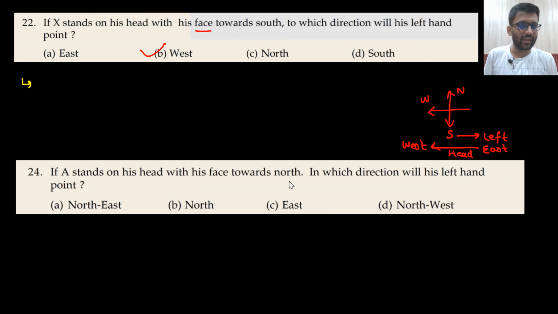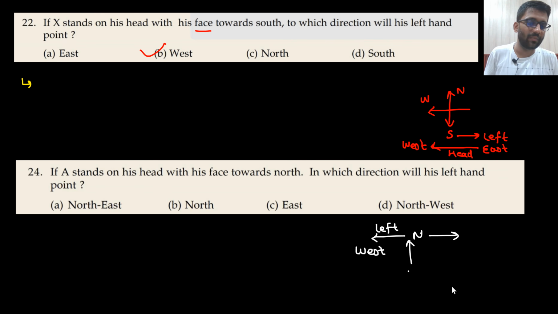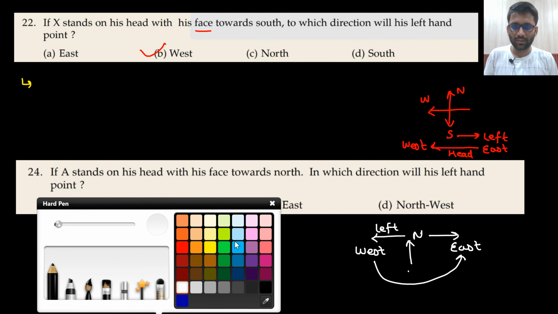So I am standing on my head with my face towards north. If I was standing with my legs, then where will my left hand point? My left hand would point in the west direction. But since I am standing on the head, it will point opposite to west, that is east. So the answer will be east.